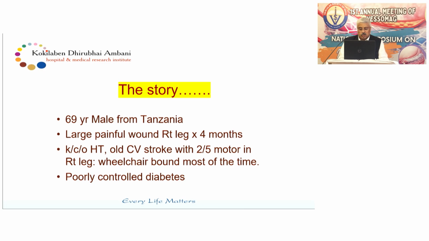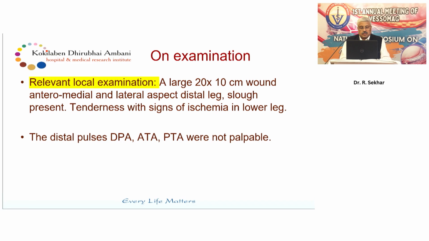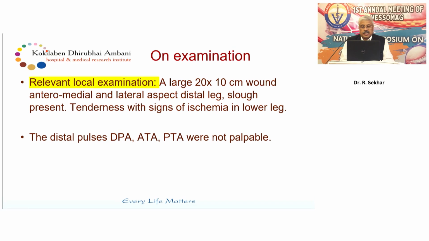He was wheelchair bound most of the time, with poorly controlled diabetes. The relevant local examination: there's a large 20 by 10 wound anteromedially and on the lateral aspect of the distal leg. There's a lot of slough and tenderness with signs of ischemia. The distal pulses, meaning the dorsalis pedis, ATA and PTA, were not palpable.